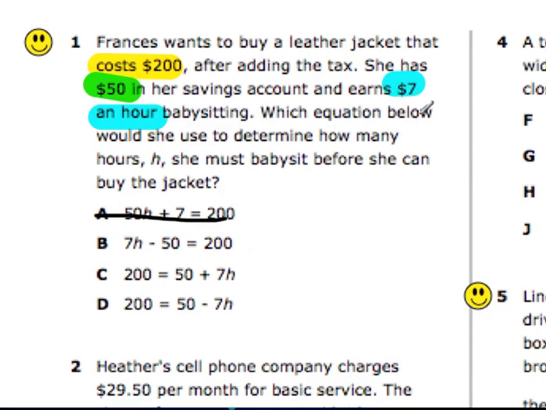In addition to the $7 an hour, she already has $50 in there. So when she puts that money in her bank, she's going to add them together. So B won't work since she's subtracting $50. And D won't work because that's subtracting 7H. So the correct expression for her equation would be C. To make the $200, she's got $50 plus her babysitting money, which is $7 an hour.